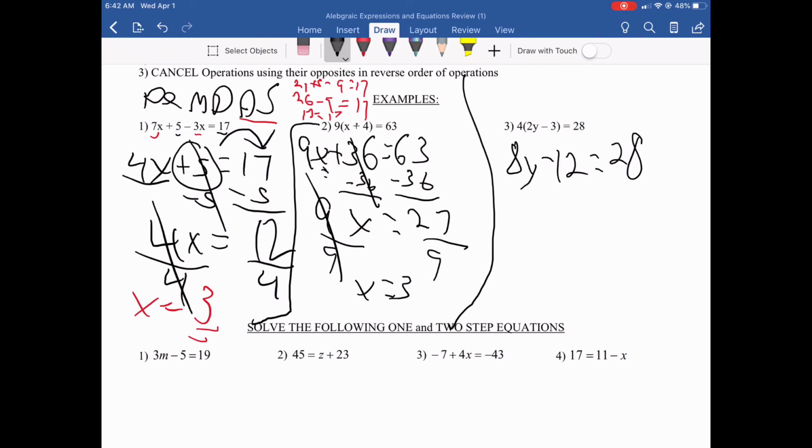So you remember we want the y by itself. So what we're going to do is the opposite of this sign. So plus 12, bring it over here, plus 12. It's going to give you 40. 8y equals 40. Divide both sides by 8. Y equals 5.